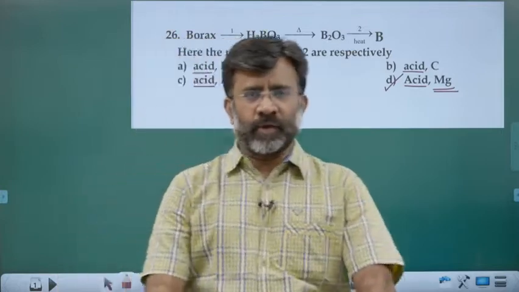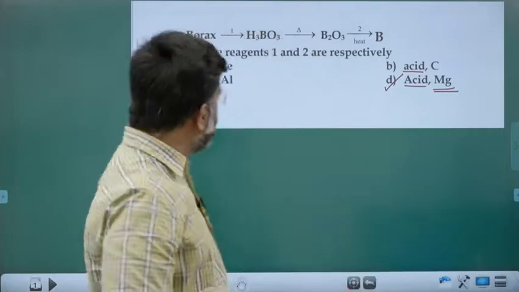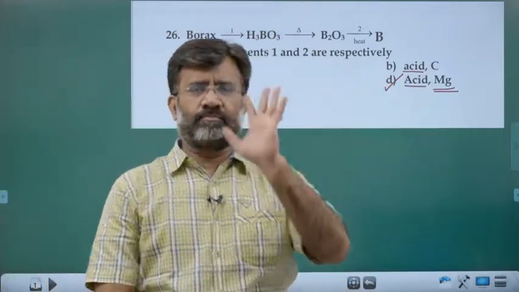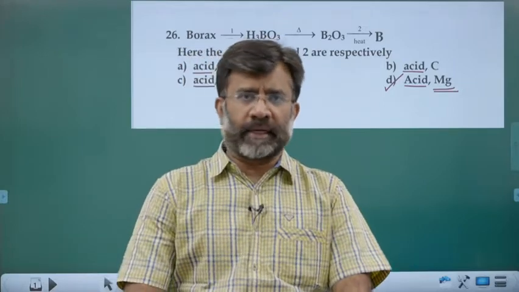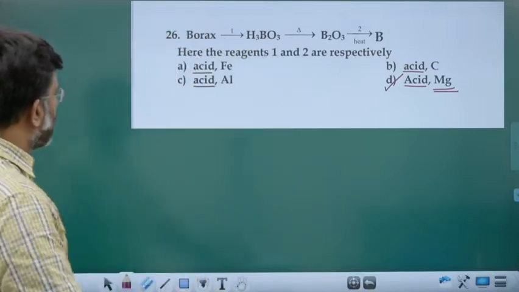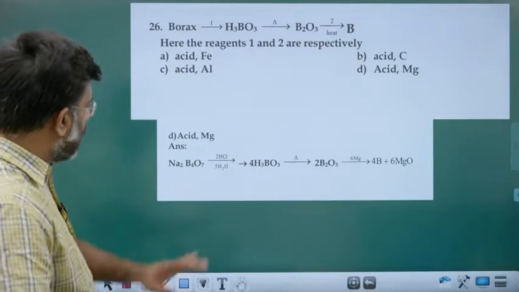Magnesium can reduce B2O3 effectively to boron. There can be a confusion with aluminum also, but no problem. The better answer is magnesium. Magnesium can reduce B2O3 effectively to metallic boron. Already mentioned. Okay. Fourth choice is the correct answer. And the reaction we have already seen.